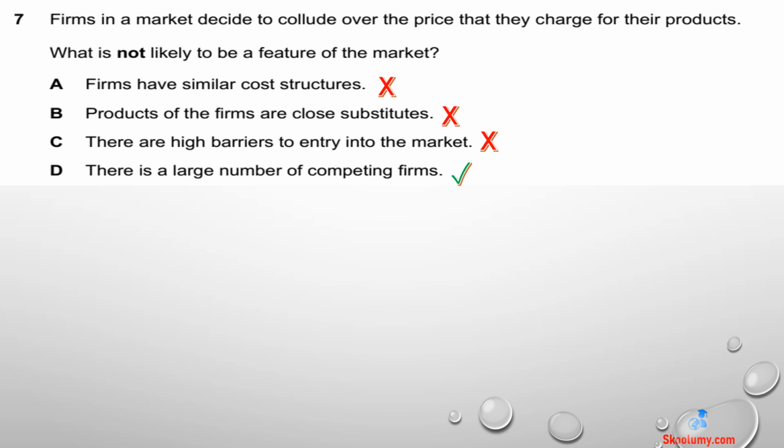What is not likely to be a feature of the market? The correct answer is D. There is a large number of competing firms. Monitoring collusion is difficult if there is a large number of competing firms. It is not A because having similar cost structures makes it profitable to collude.